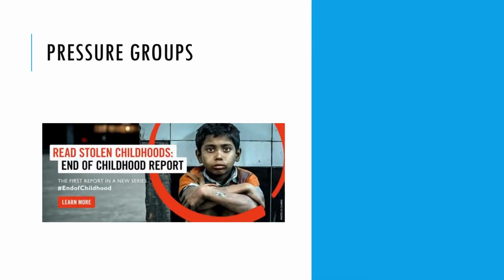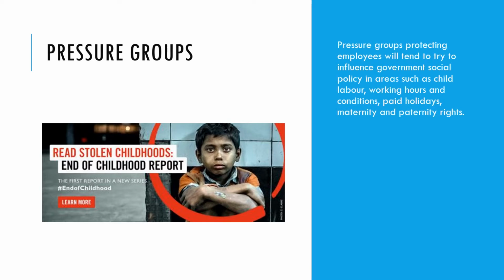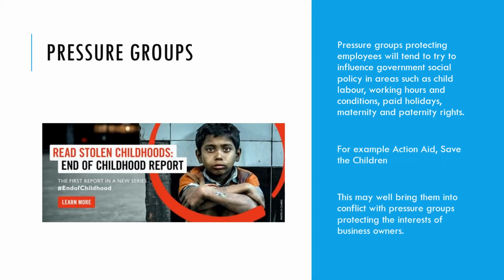Pressure groups are also important in terms of trade associations and operating on behalf of certain industries. Pressure groups protecting employees will try and influence government social policy, often in areas such as working hours, conditions, pay, but also things like child labour in some countries. For example, ActionAid and Save the Children. This might bring them into conflict with pressure groups protecting the interests of business owners.